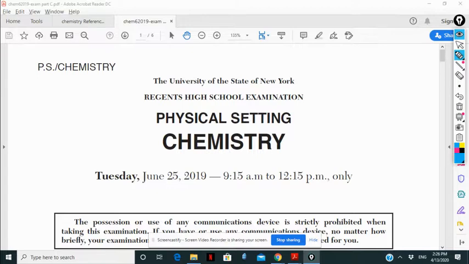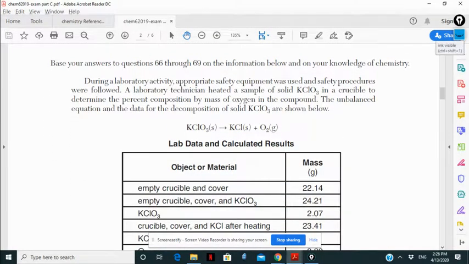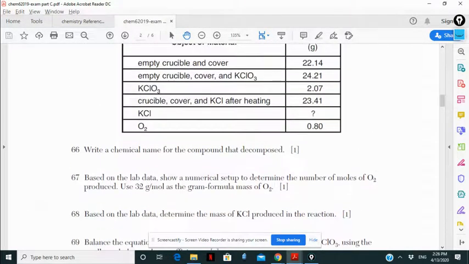We are in part C. The first question in part C, he gave me an experiment during laboratory activity. I'm not going to read it. I'm going right away for question number 66.